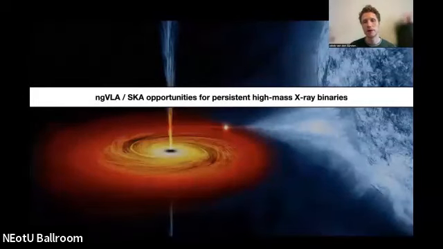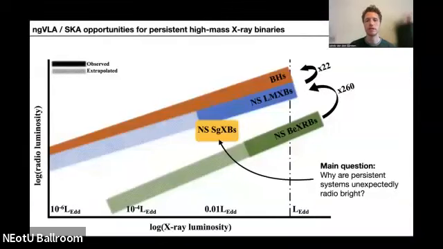For persistent HMXB X-ray binaries, this will not be the main question. For persistent HMXB X-ray binaries, I think currently the main open question is why they are actually relatively radio bright compared to their transient counterpart. So if we go back to the schematic that I showed before, we expect maybe naively that the transient and persistent neutron star HMXB X-ray binaries are relatively similar in radio brightness, simply because their neutron stars and mass accretion rates tend to be relatively similar. However, the neutron star HMXB X-ray binaries that are persistently accreting tend to be radio brighter, and it's quite unclear why this is.